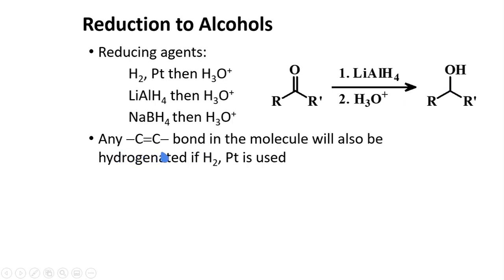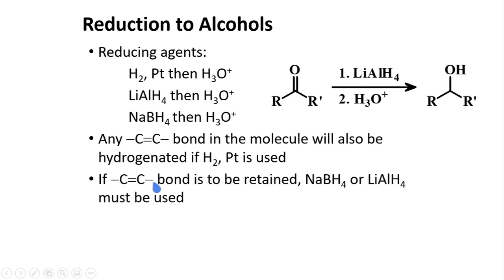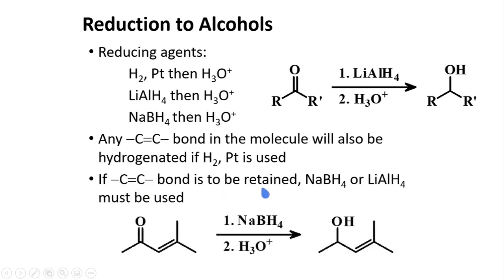Any C=C double bond in the molecule will also be hydrogenated if you use metal catalyzed hydrogenation. If you want the C=C double bond to be retained, you should use sodium borohydride or lithium aluminum hydride in your reduction. For example, this compound here, an alpha-beta unsaturated carbonyl compound, on reaction with sodium borohydride and acid workup will give you this compound. The carbonyl group is reduced, but the C=C double bond remains unscathed.